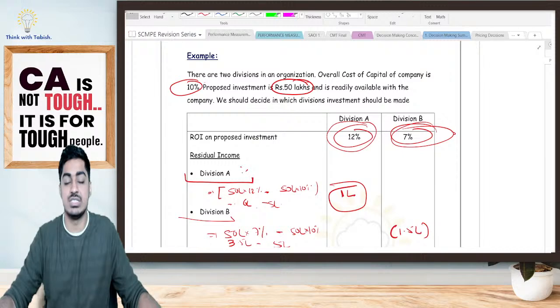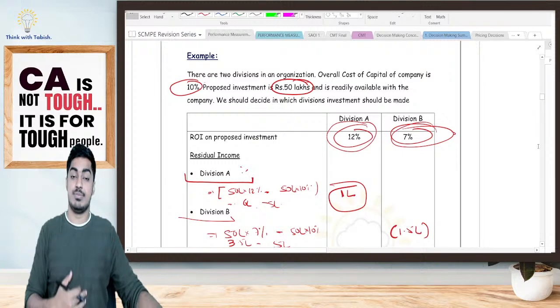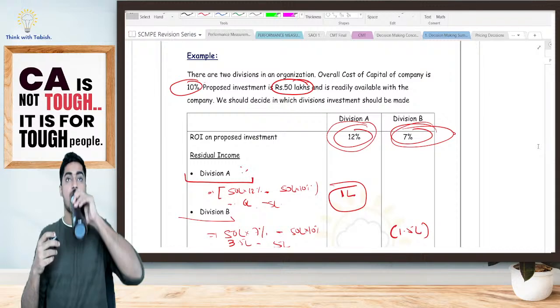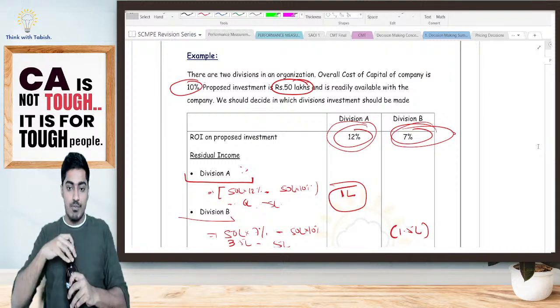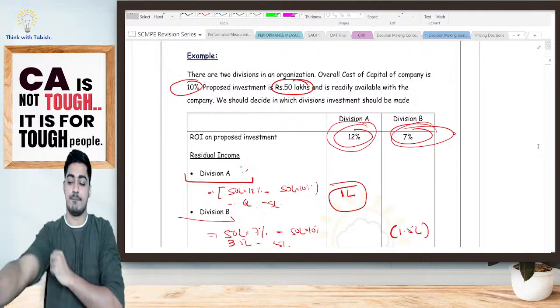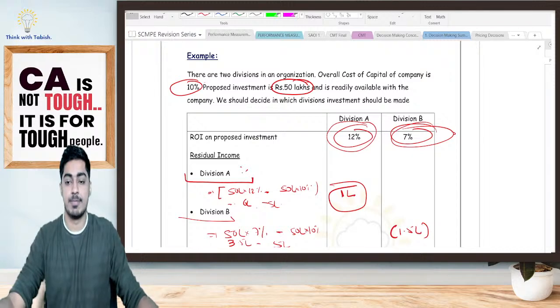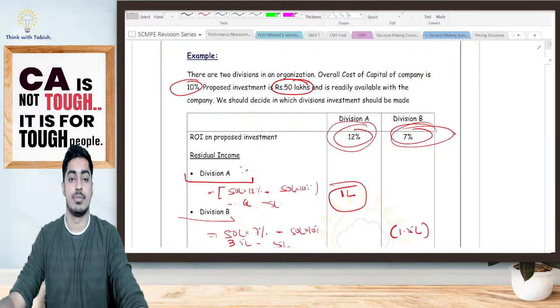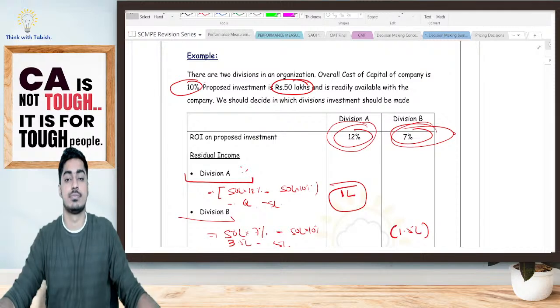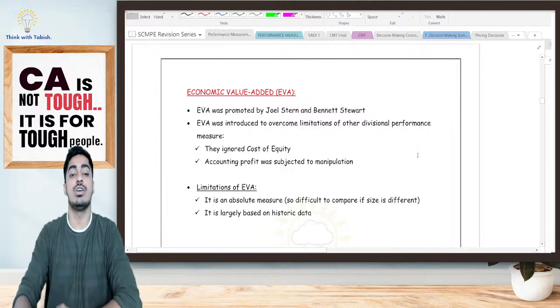Should we move to the next topic? Just take a deep breath. Be ready? Yes. Going to the next topic, my dear students, which is economic value added.